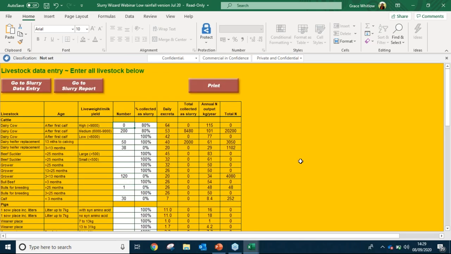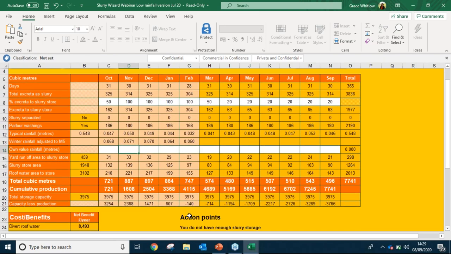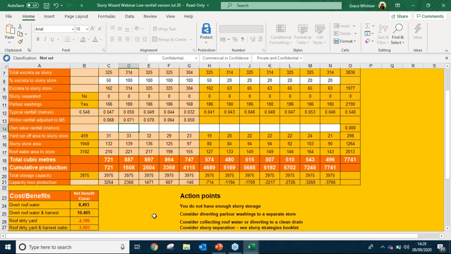Excuse me, the same livestock numbers. And we go to the report, and it's not as bad as the Burnley cited farm, because of course there's not nearly as much rainfall to deal with. Looking at the cost benefits, of course, the cost benefit is less than it was for the other farm, because of course there's not so much rainfall to contend with.